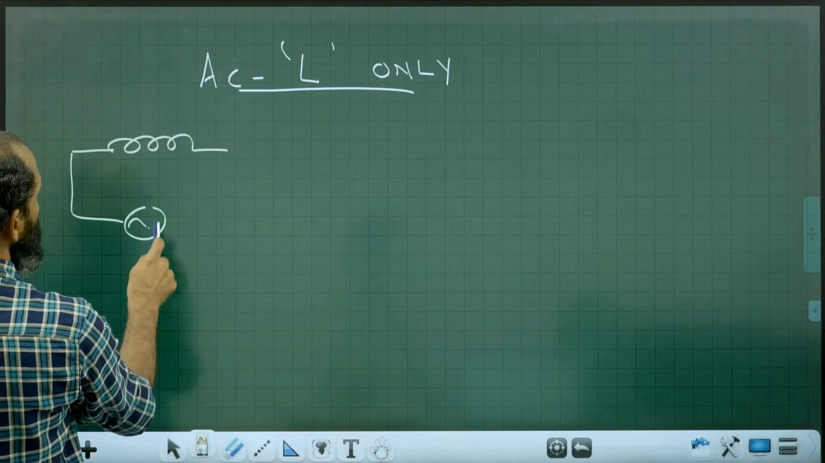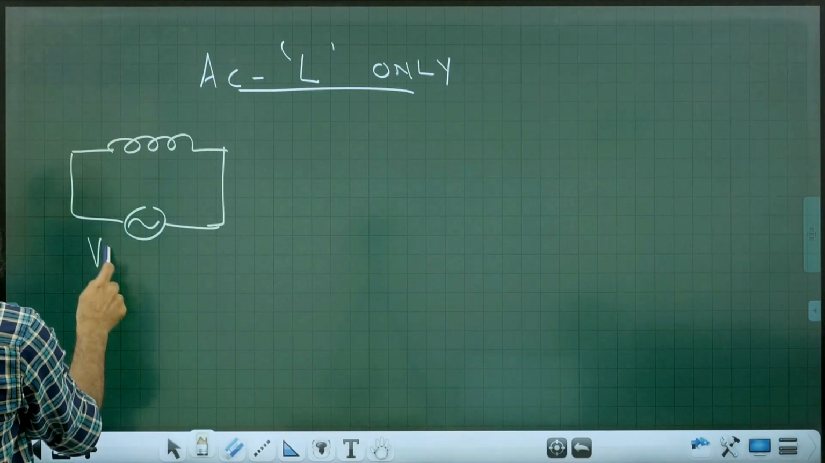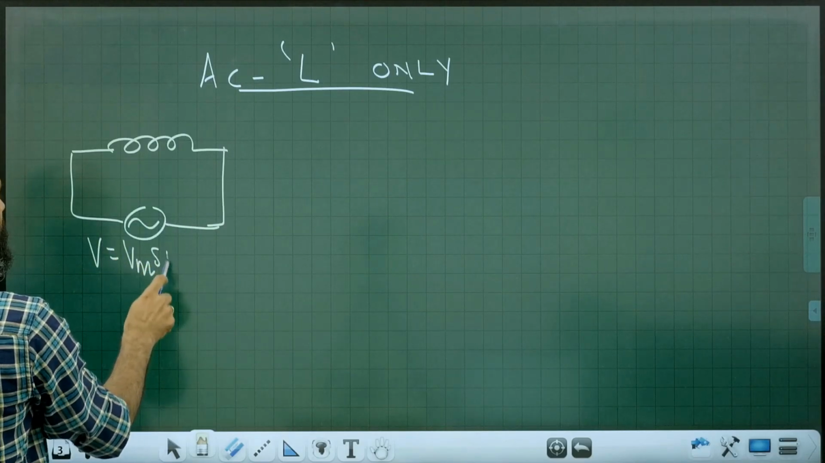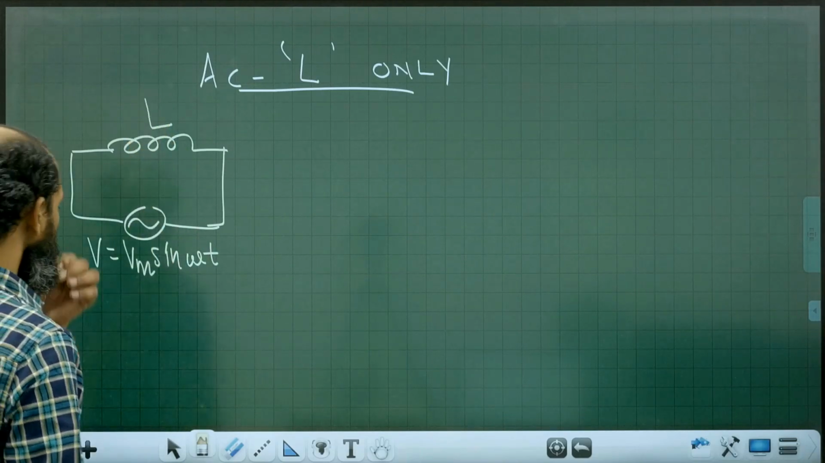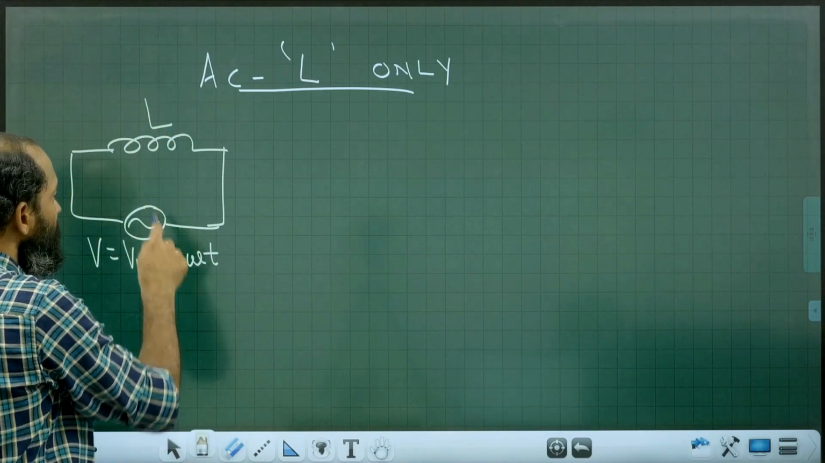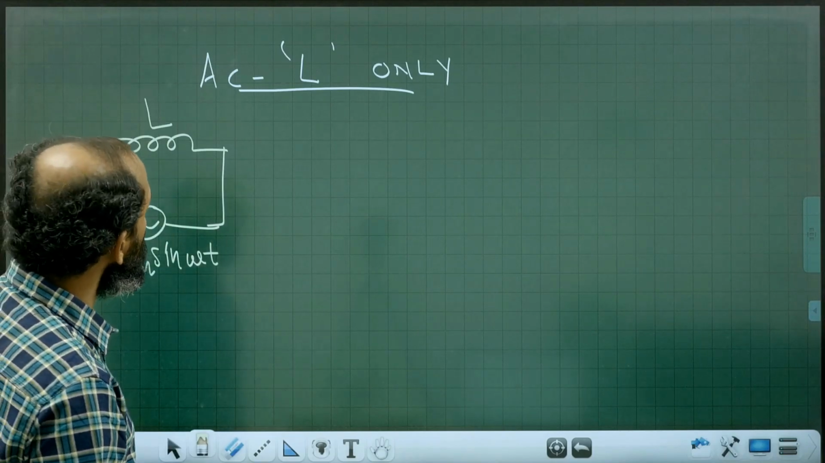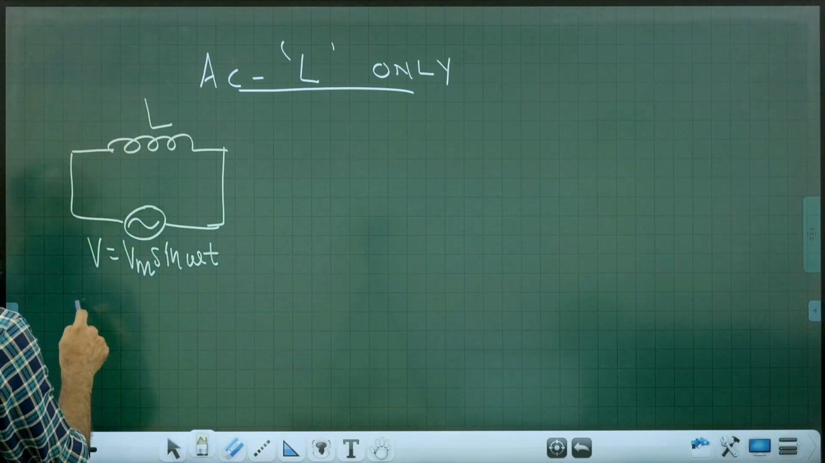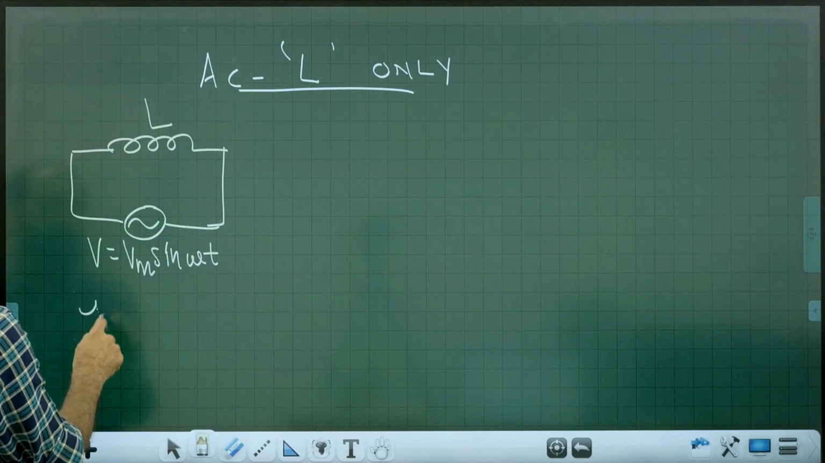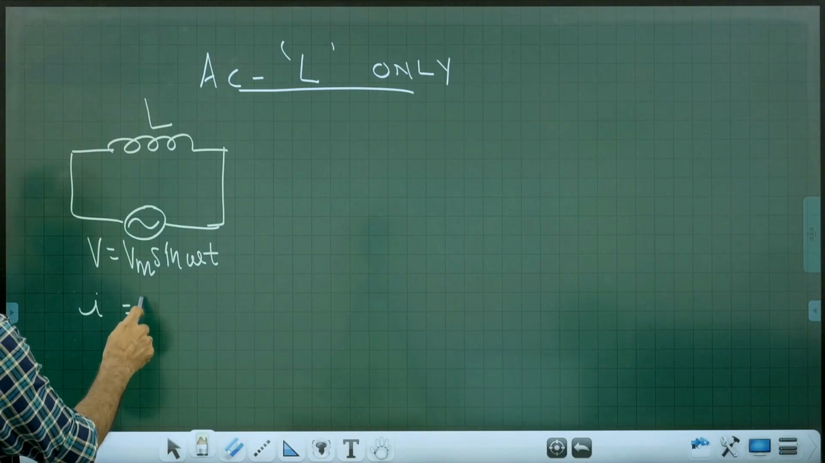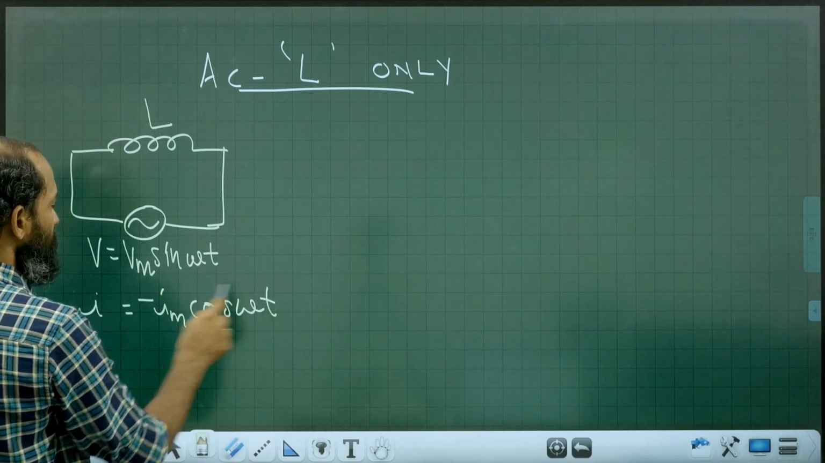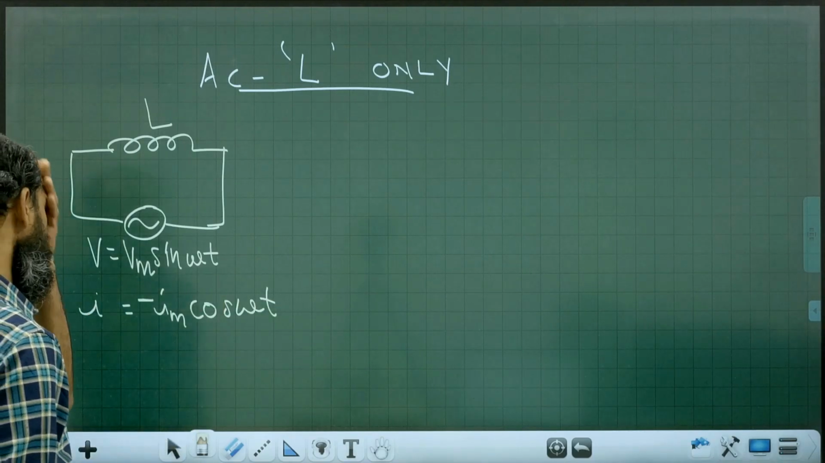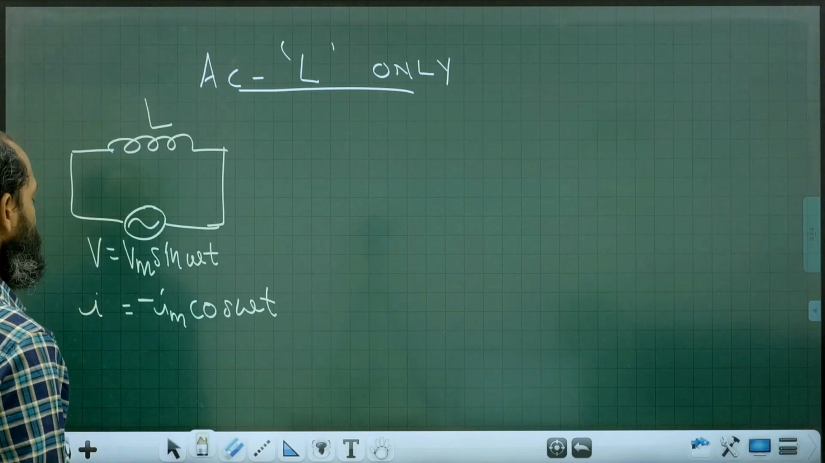When connected across the source as earlier, V equal to Vm sin omega t, with inductance L. Usually in AC we do not give arrow marks because it changes periodically. From KVL, Kirchhoff's voltage law, the equation for current would be minus Im cos omega t. This minus sign indicates that current lags behind voltage.